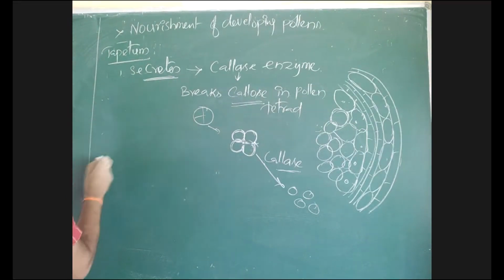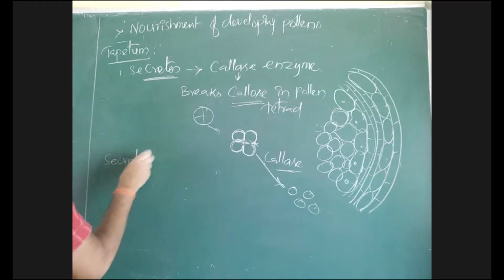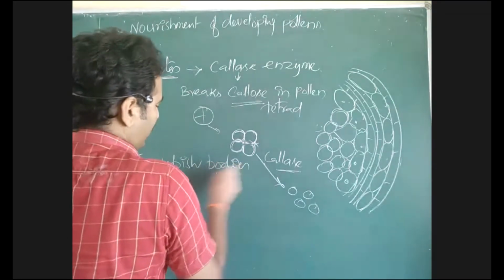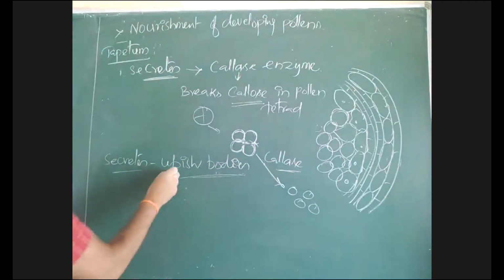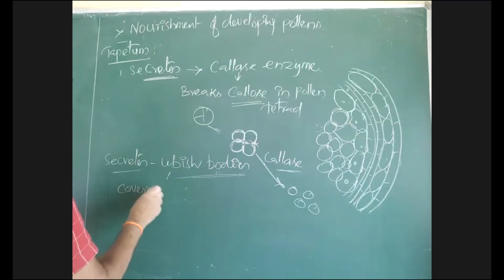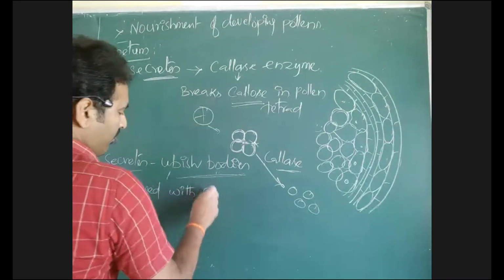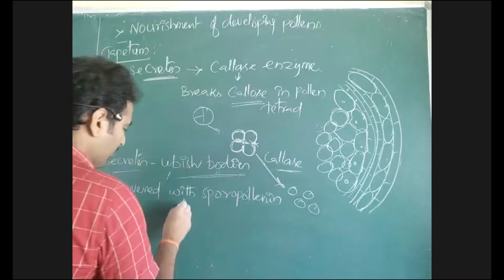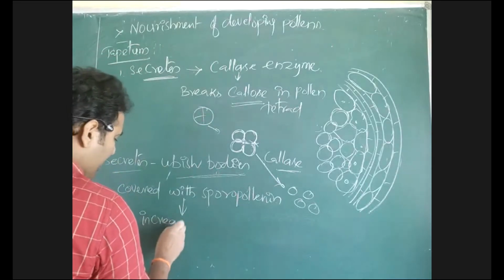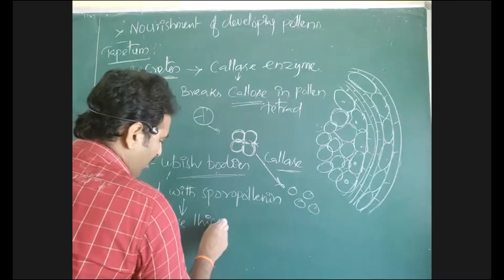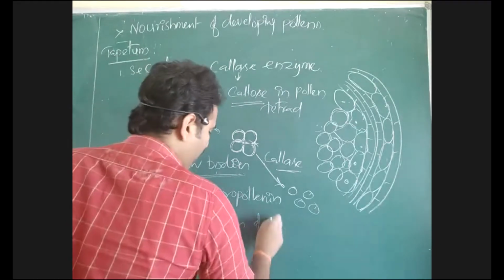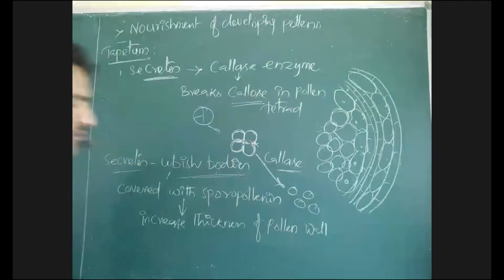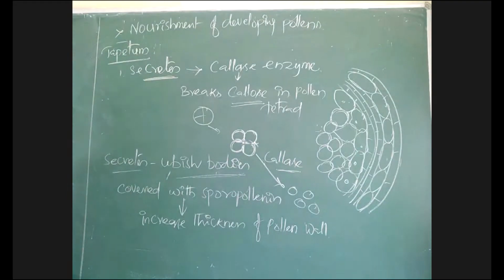The tapetum secretes another structure called Ubisch bodies. What are the Ubisch bodies? Ubisch bodies will get covered with sporopollenin, and this will increase the thickness of the pollen wall, the wall of the pollen grain.